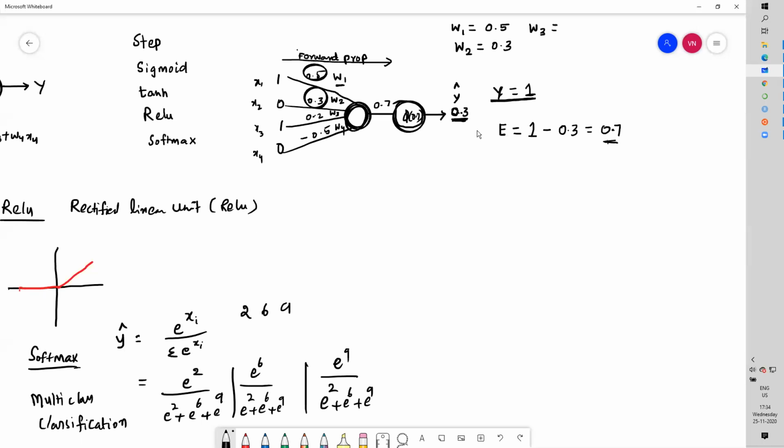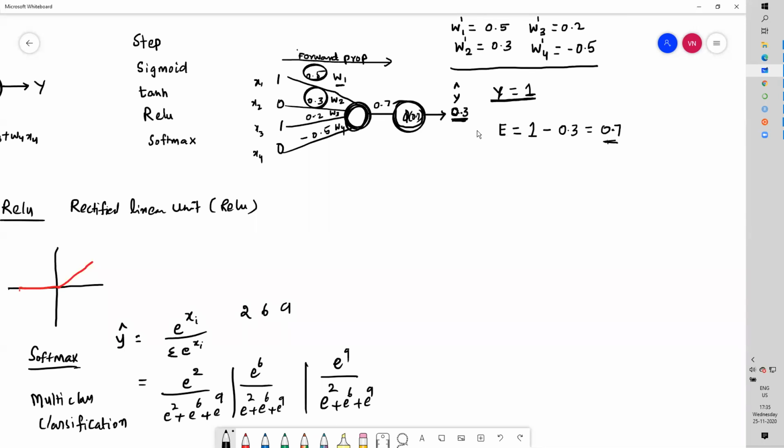W3 is equal to 0.2. And W4 is equal to minus 0.5. So this is what our first iteration is. Now for the second iteration, let's call these W11, W31, W21, and W41. So that we know that these are the values of the weights during our first iteration.